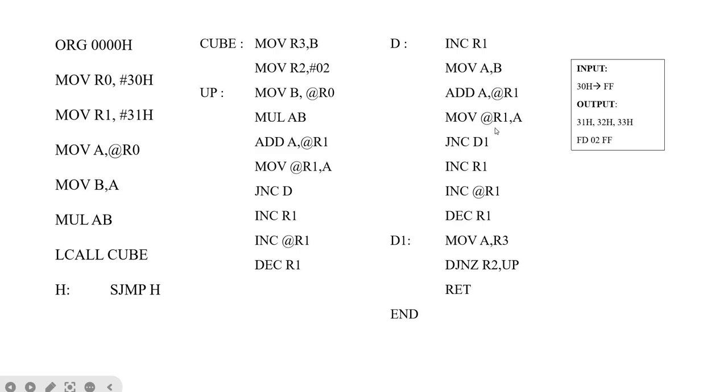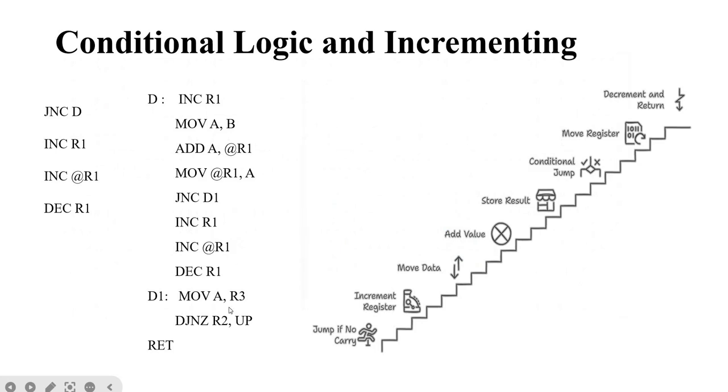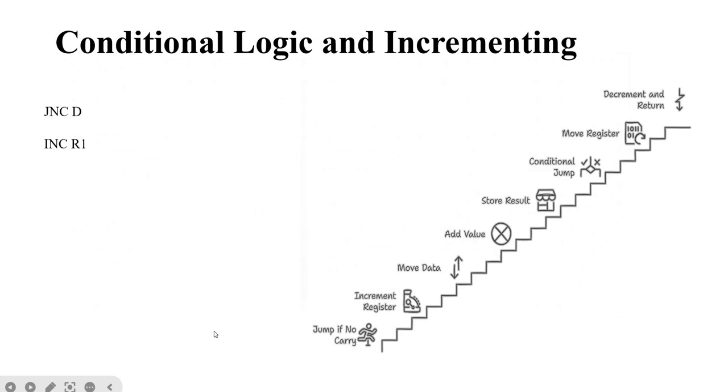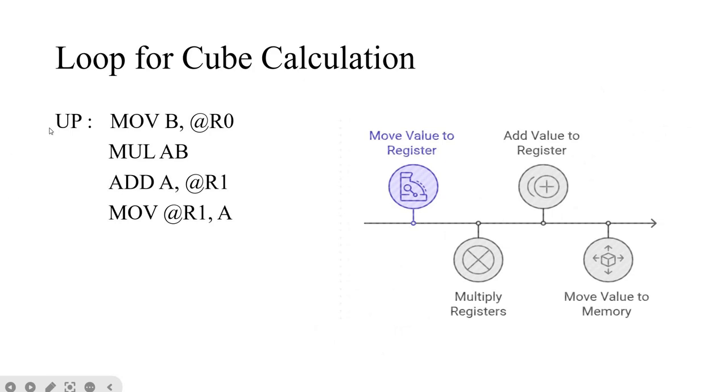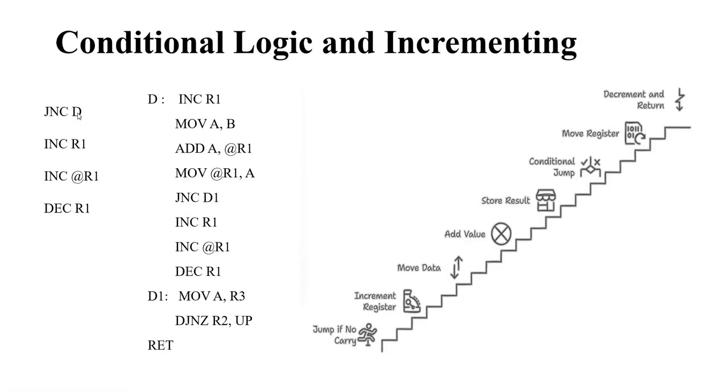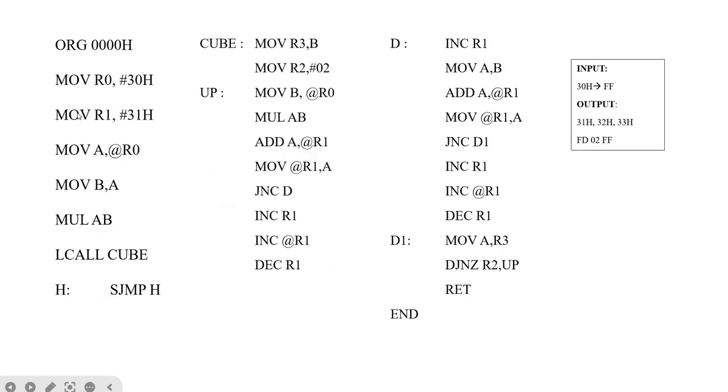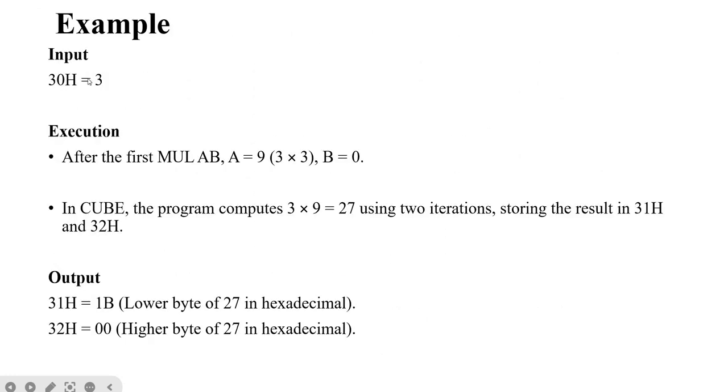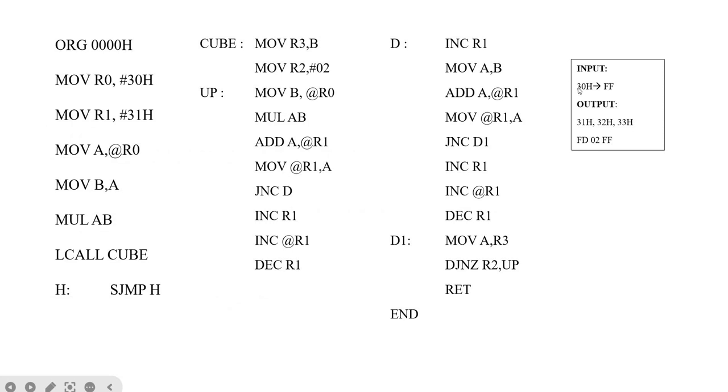This is the program. Okay. Here in the previous slide, up was not there, no? Here, DJNZ R2, up. So up is here. Okay. It will go to this. I have taken one example here.